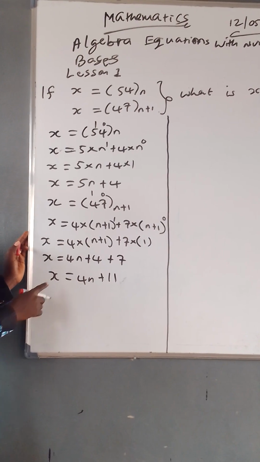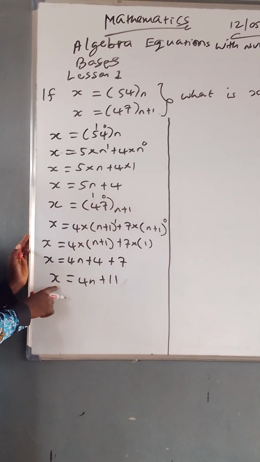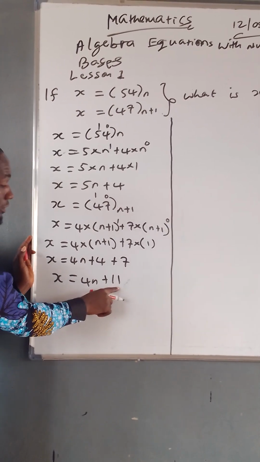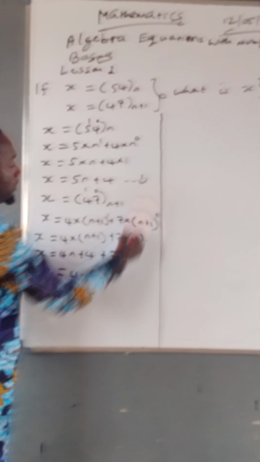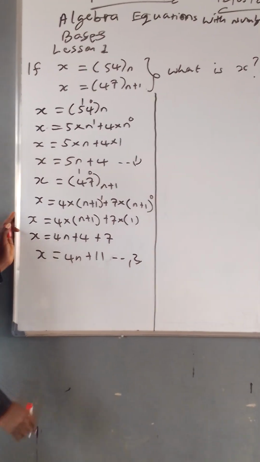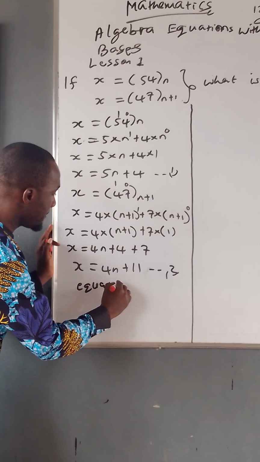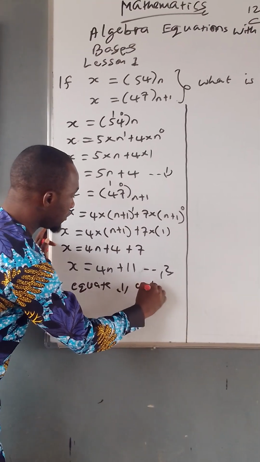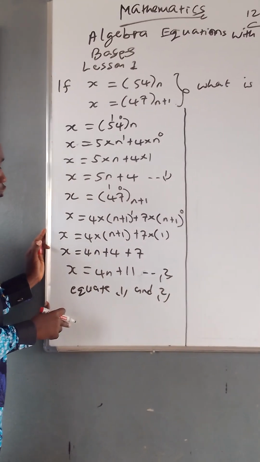So we have two values of x. Now we have x to be 5n plus 4, and we also have x to be 4n plus 11. Let's call this one equation 1, and this one our equation 2. Now what we need to do is to equate equation 1 and equation 2.